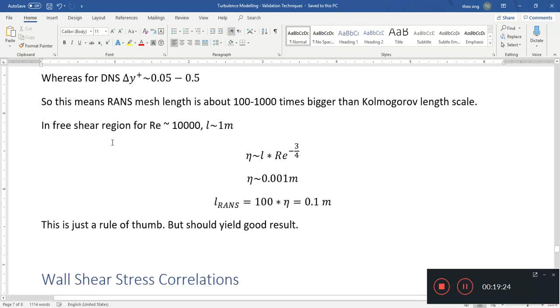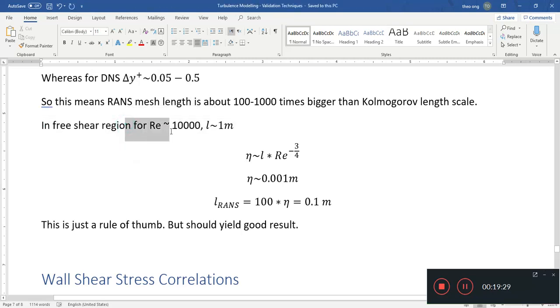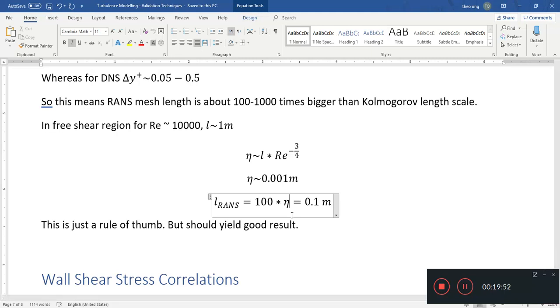So let's say again you have Reynolds number 10,000, and L is about 1 meter. The Kolmogorov length scale is about 0.001. Then your RANS length scale is about 0.1 meters. You can see that's a very coarse mesh. You just have about 10 points across your whole domain, and that's it.